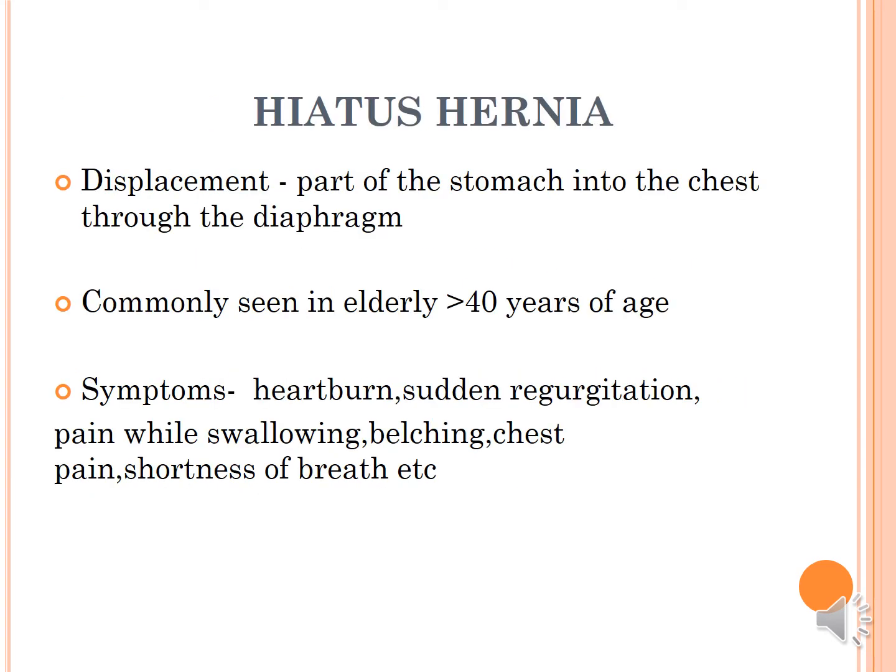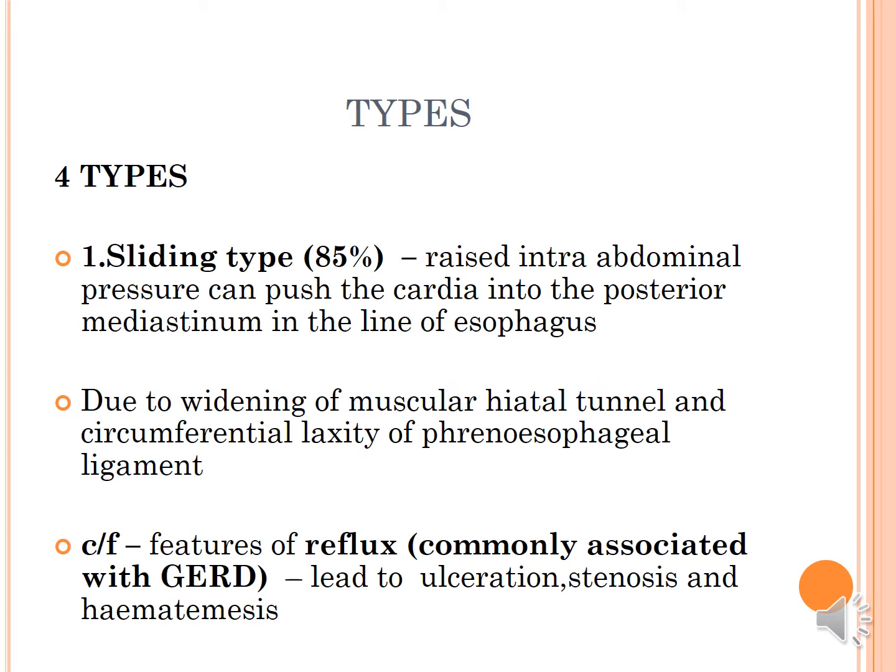Okay, this is the third condition that you see, that is the hiatus hernia. Here what happens is there is a displacement of part of the stomach into the chest through the diaphragm, commonly seen in elderly people more than 40 years of age. Symptoms are mainly heartburn, regurgitation, pain while swallowing, belching, chest pain, shortness of breath, etc. There are mainly 4 types.